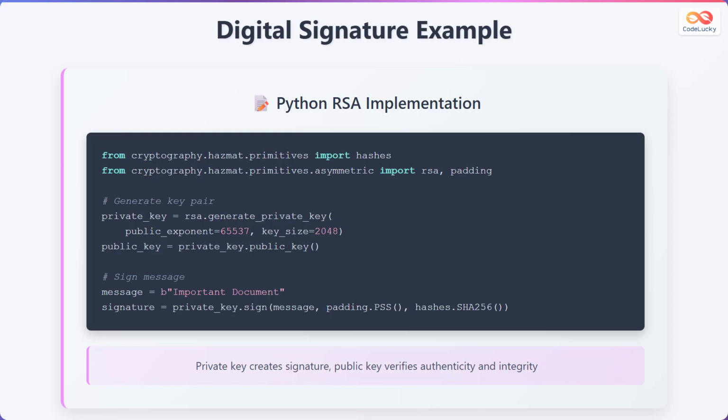the message content. The resulting signature can only be created by someone possessing the private key, but anyone can verify it using the corresponding public key. This asymmetric property enables secure authentication without revealing sensitive key material.